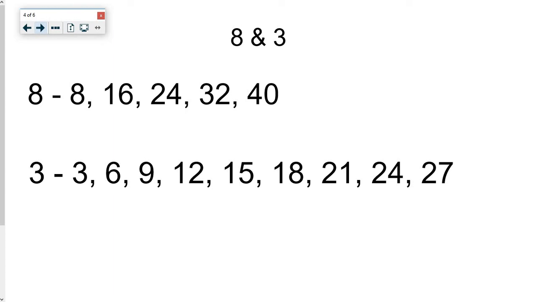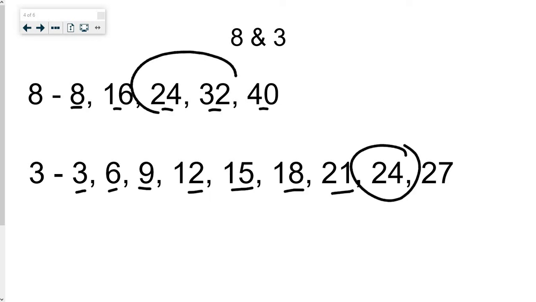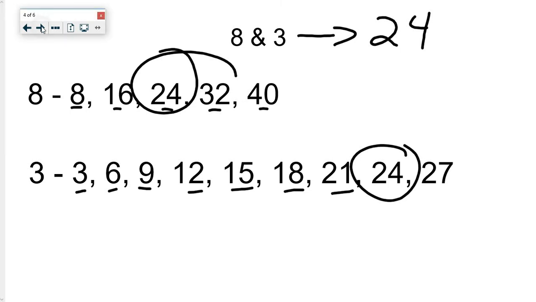Common multiples of 8 and 3. So again, we just find the multiples of 8 and 3. As we go through, multiples of 8 are 8, 16, 24, 32, 40. Multiples of 3 are 3, 6, 9, 12, 15, 18, 21, 24. 24 is in both lists. So we know that a common multiple of 8 and 3 is 24. A common denominator is 24.